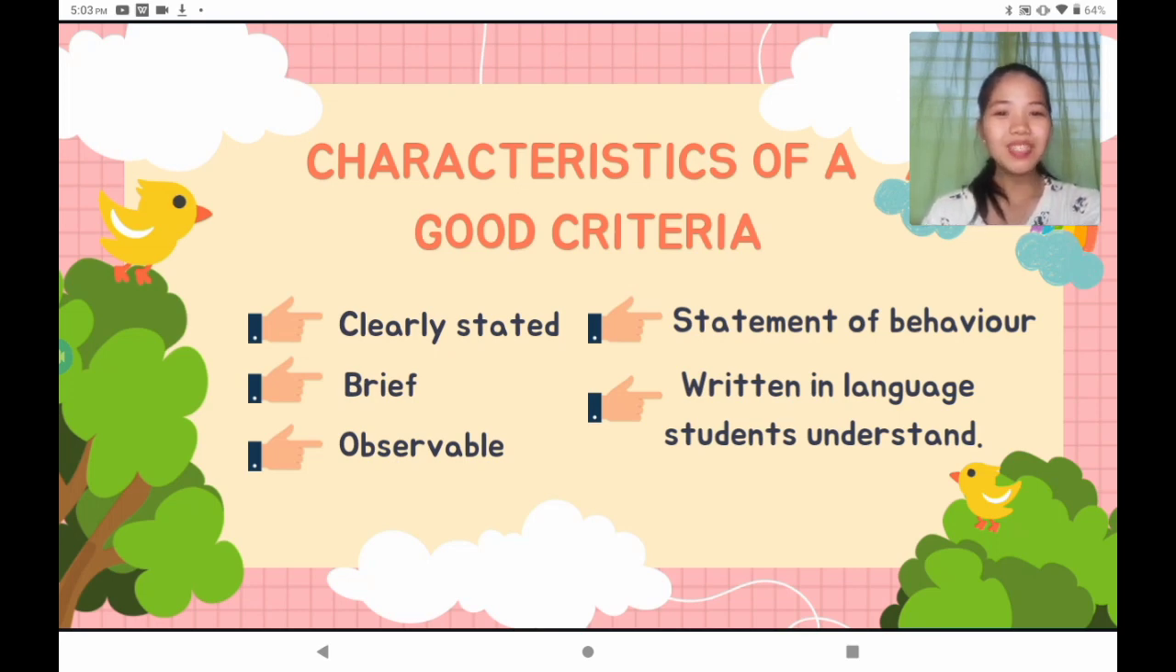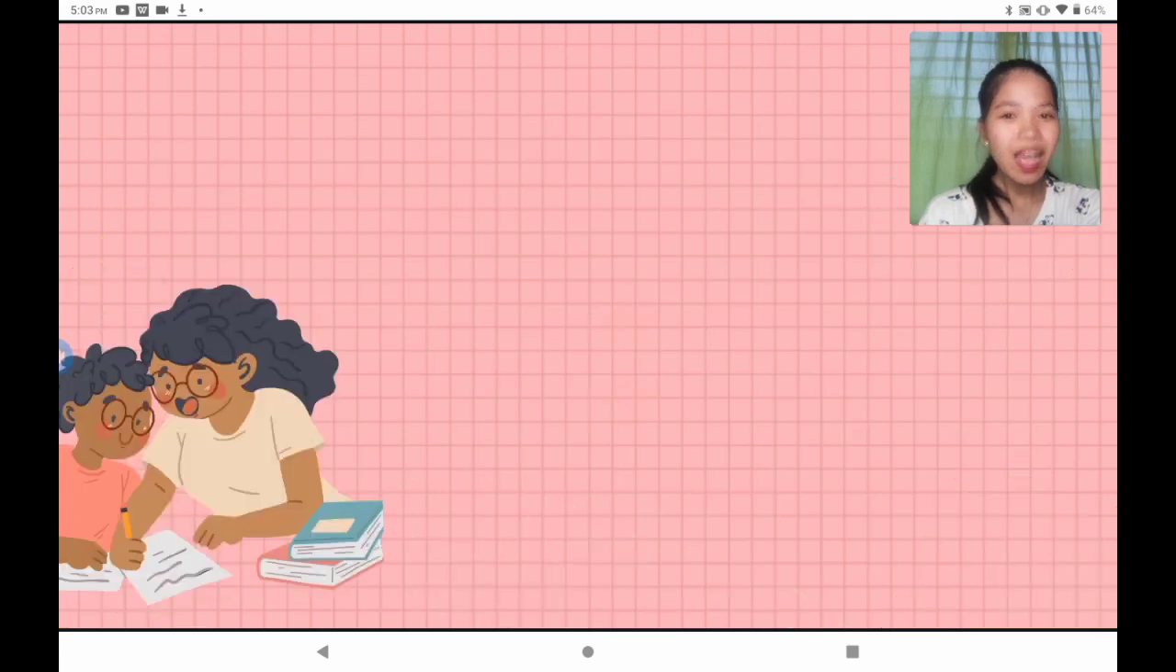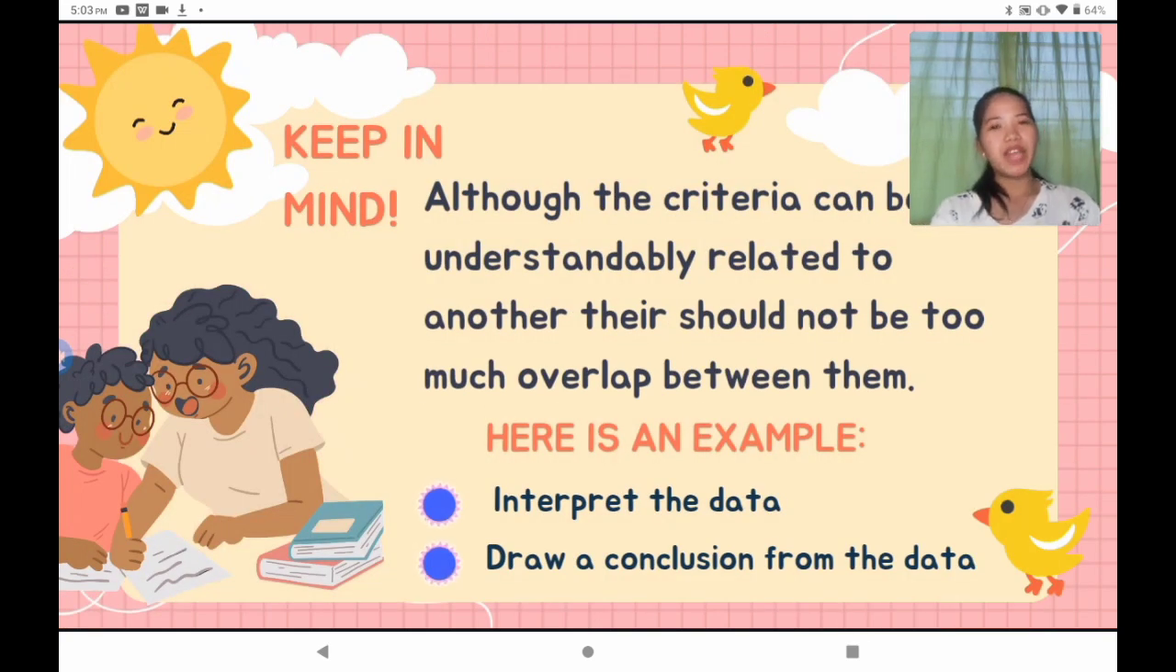So, the next one is, we as future educators have to keep in mind that in crafting a criteria, although the criteria can be understandably related to another, there should not be too much overlap between them. Most criteria have similarities. They are somewhat related to each other, but we also have to know that every criteria serves a different purpose. For example, the examples we have here.